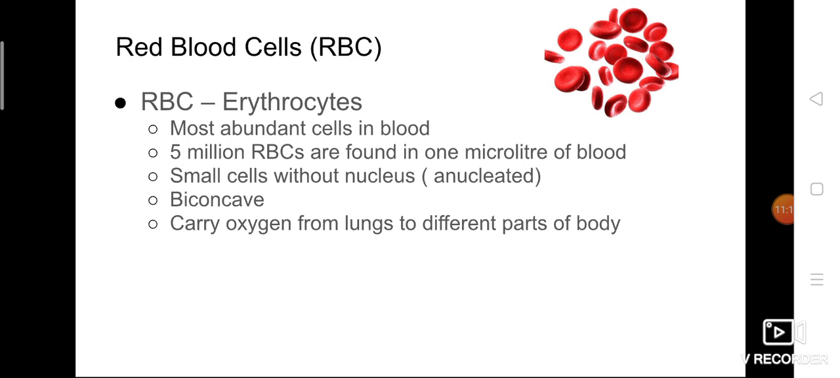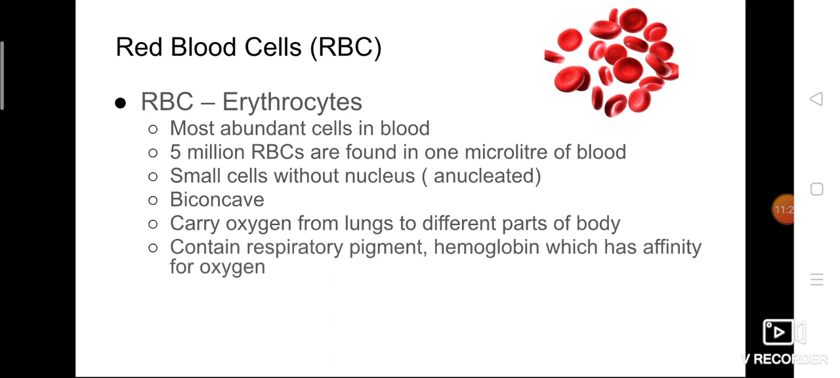So which component is going to carry this oxygen? RBCs. Why RBCs? Because RBC contains a pigment called hemoglobin. What do you mean by pigment? Pigment means color giving. So what color is it? Hemoglobin is responsible for what color? Red color. Okay. So it is a respiratory pigment. Which pigment? Hemoglobin, which has high affinity for oxygen. Affinity means binding. The hemoglobins bind easily with the oxygen.